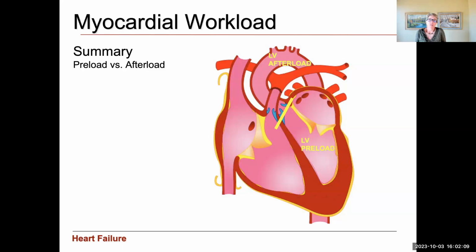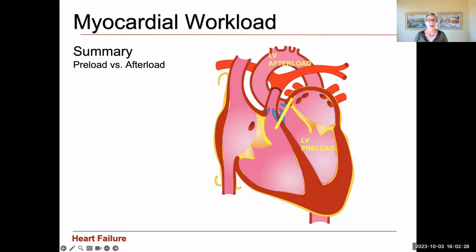Okay. And the heart has to contract against both of them. It has to contract against more blood. If there's more blood and fluid overload in the ventricle, that increases workload. And if blood pressure is really high, that makes it really hard for the ventricle to pump the blood forward.